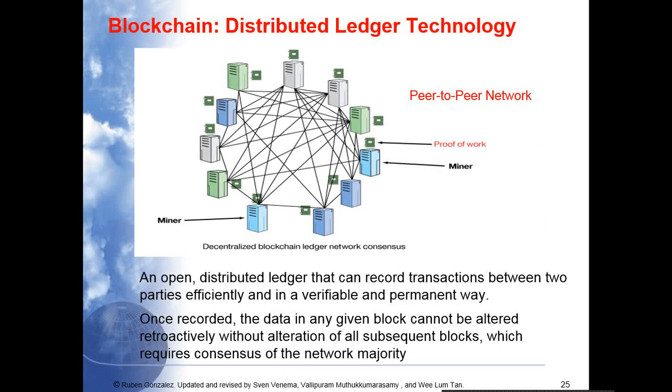Another relatively new addition to this security part is the blockchain, or distributed ledger technology. Blockchain is an open distributed ledger that can record transactions between two parties efficiently and in a verifiable and permanent way. Once recorded, the data in any given block in the chain can't be altered after the fact without altering all the subsequent blocks, and that requires a network consensus, right? So it's very difficult to achieve that.